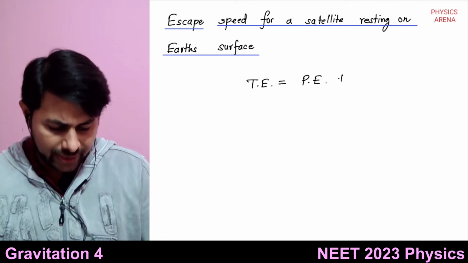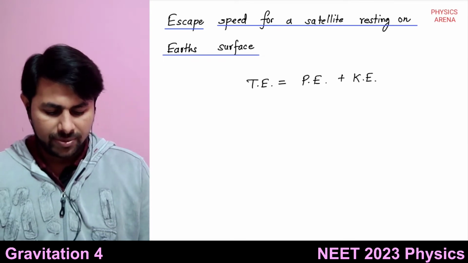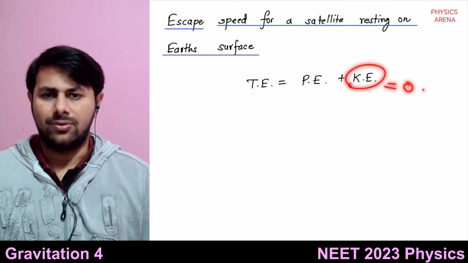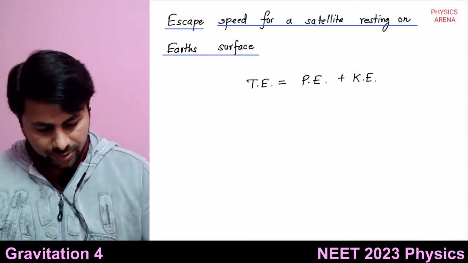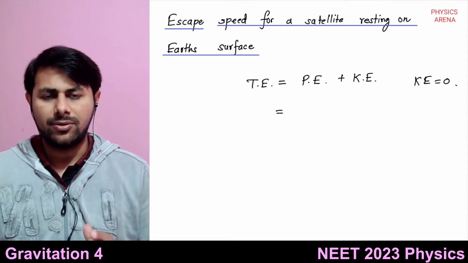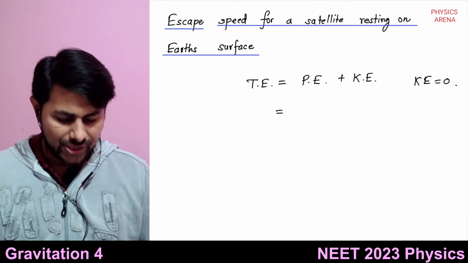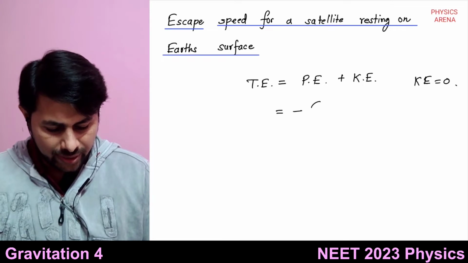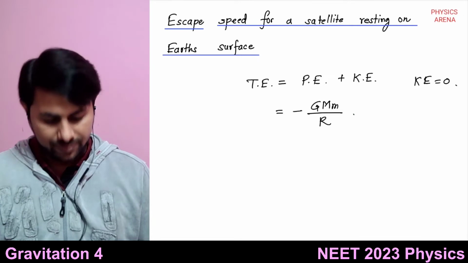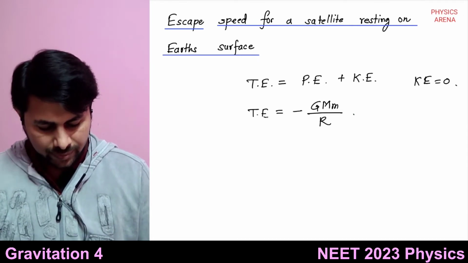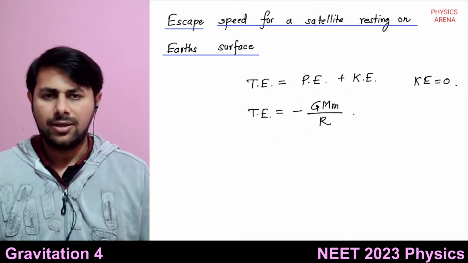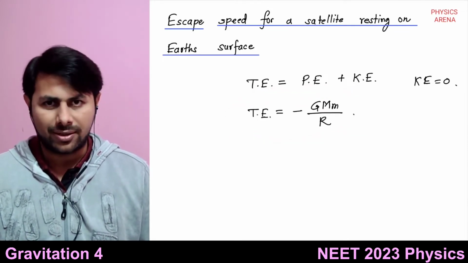Okay, or we can say it's equal to potential energy plus kinetic energy. But since the body is resting on Earth's surface, its kinetic energy is zero, right? So since kinetic energy is zero, we have total energy equals potential energy. And potential energy for a body on Earth's surface is minus GMm divided by capital R. So the total energy of a body resting on Earth's surface is minus GMm upon capital R.